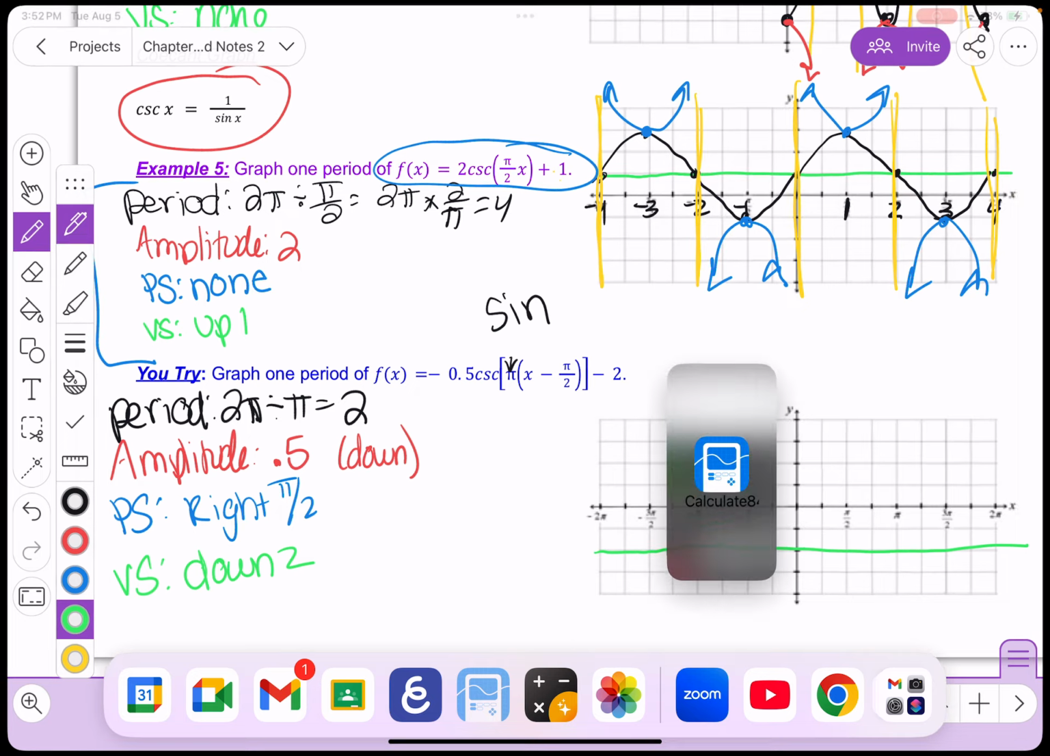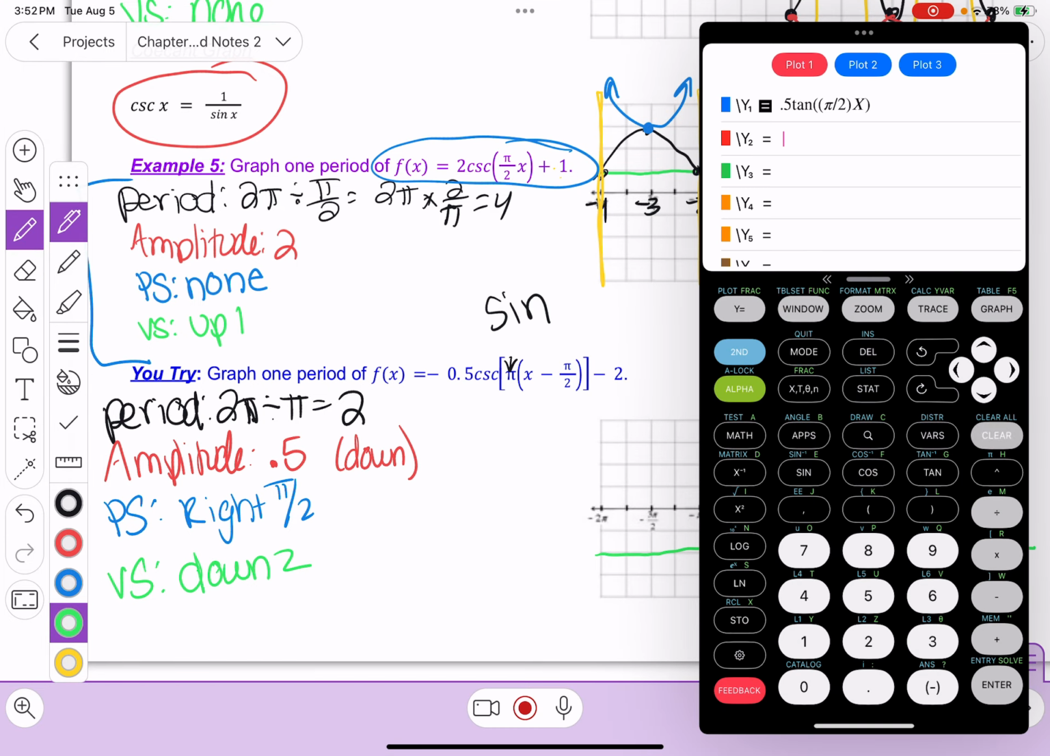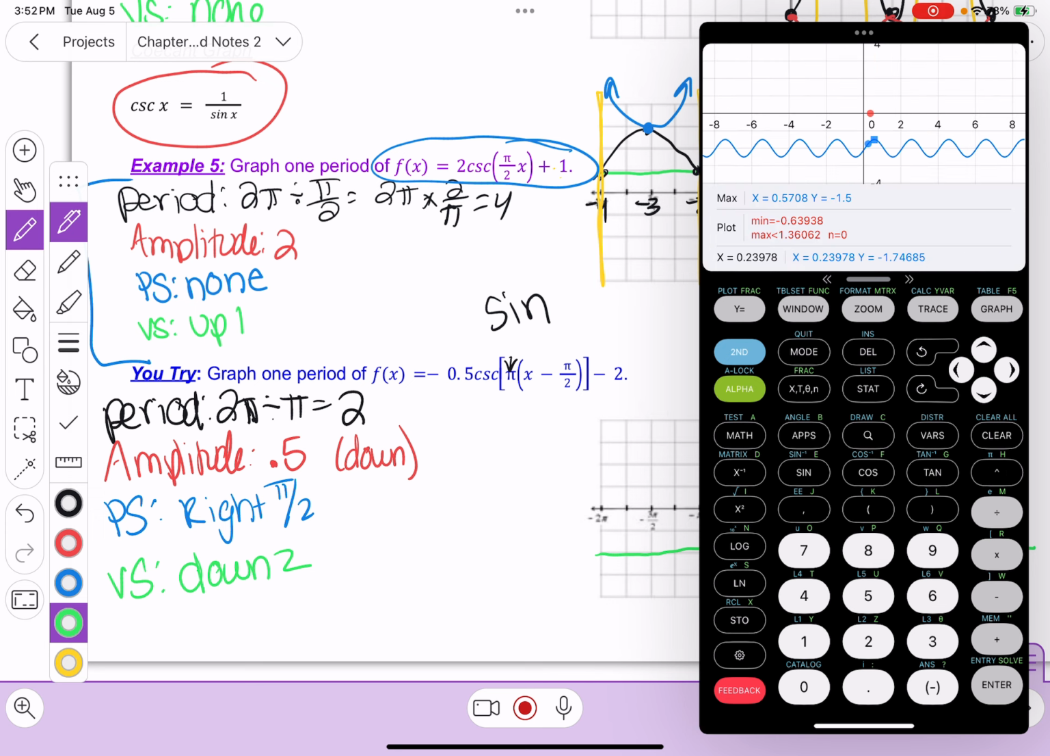So if I were to put that in the calculator, let's just see what we got going on here. So negative 0.5 cosine of pi x minus pi over 2 minus 2. Zoom trig. So that's our cosine.